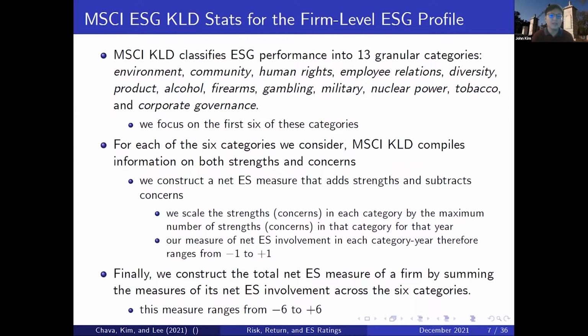And for each of the 6 categories we consider, KLD compiles information on both strengths and concerns. We're going to construct a net ES measure that adds strengths and subtracts concerns, such that this measure ranges from -1 to +1. Adding across the 6 categories that we consider, we come up with our main proxy for the net ES performance, which is a measure that ranges between -6 and +6.